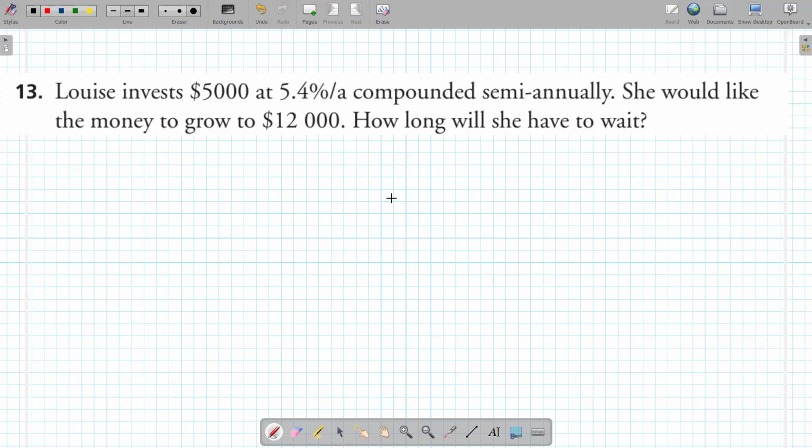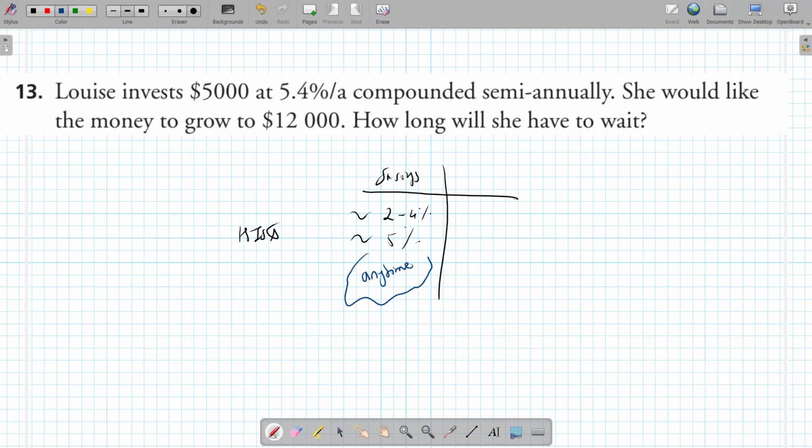So that's the risk versus reward. In a normal savings account, you'll get like what? I don't know, like 2% to maybe 4%. There's something called a high interest savings account. Maybe these will go up to 5%. These you can take your money out anytime. You're the boss.